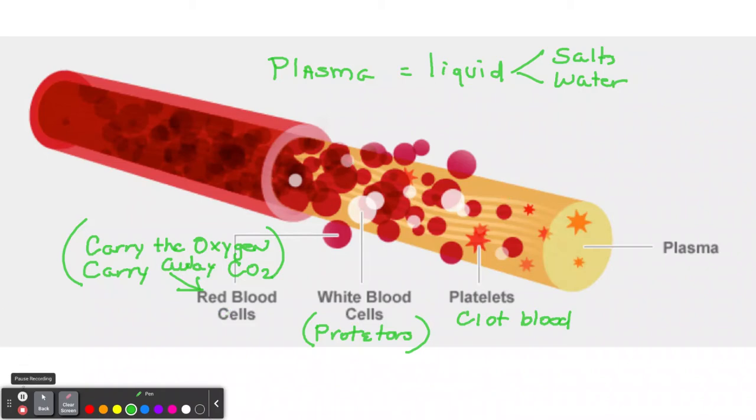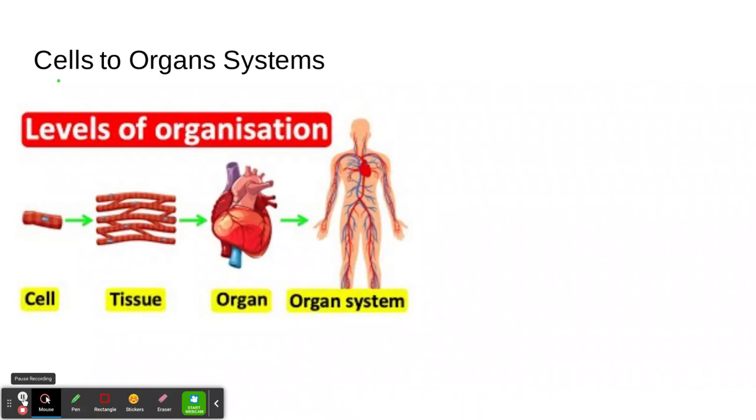And by the way, plasma makes up about 55% of your blood. The red blood cells make up 45% of the blood, and the rest are the white blood cells and the platelets. The platelets are very small compared to the red blood cells, and the red blood cells are smaller than the white blood cells. I did mention before that blood is also a tissue, which is kind of strange to some people.